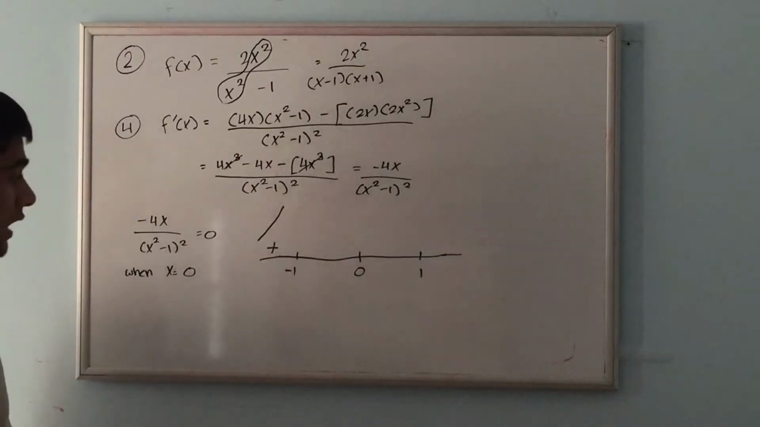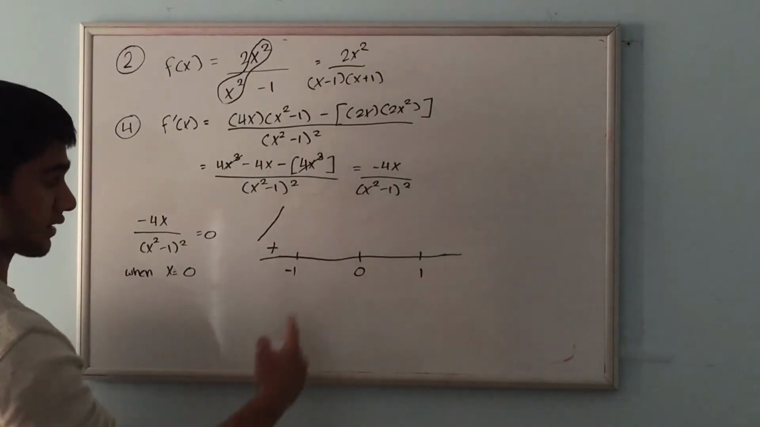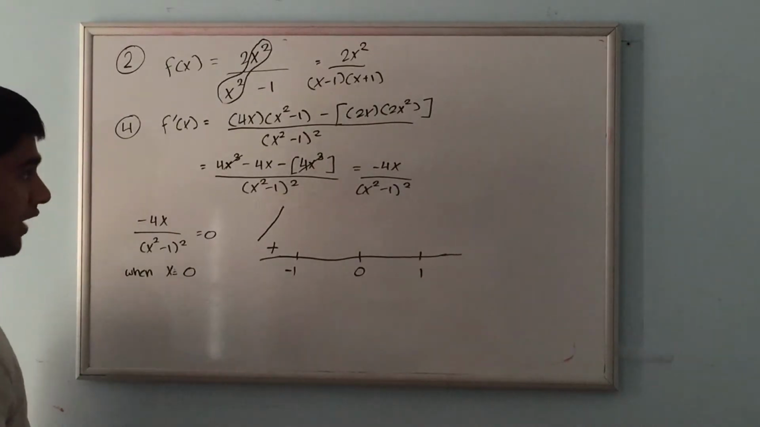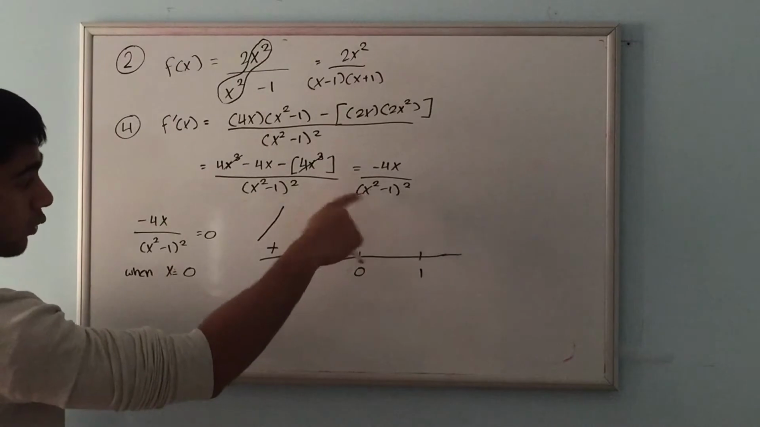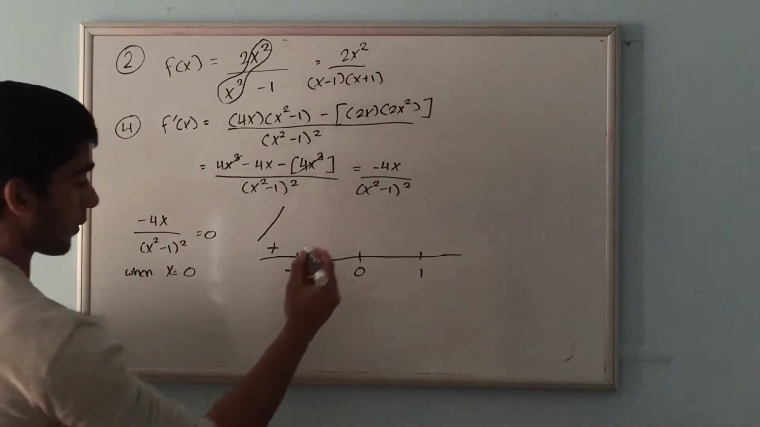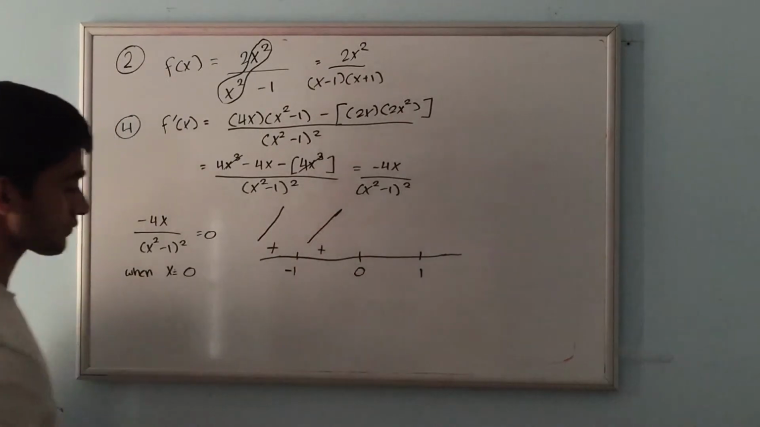If you pick a point between negative 1 and 0, for example, let's take negative 0.5, notice the top becomes positive again. The denominator always stays positive, so it's a positive over positive, so it's another positive. So again, the slopes increase like that.